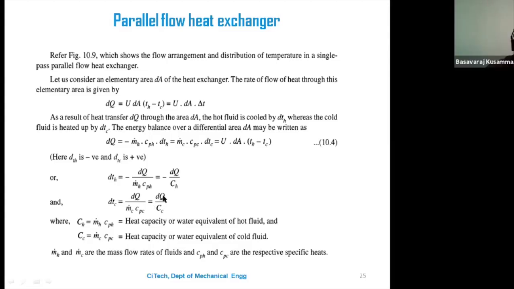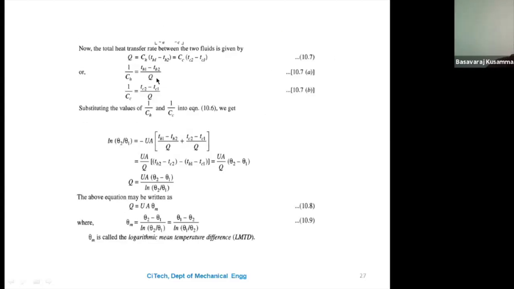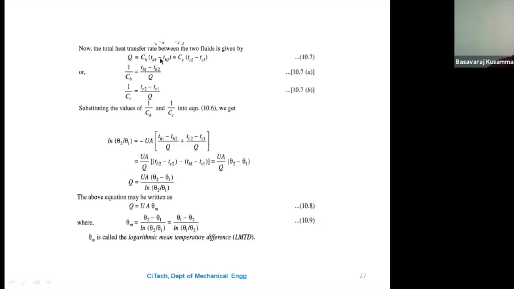1 upon CC is DTC divided by Q. Using this equation you can get 1 upon CH and 1 upon CC. Thereafter, you have to substitute. Q is equal to CH times TH1 minus TH2, so 1 upon CH is equal to TH1 minus TH2 divided by Q, correct? And 1 upon CC is equal to TC2 minus TC1 divided by Q from this equation.